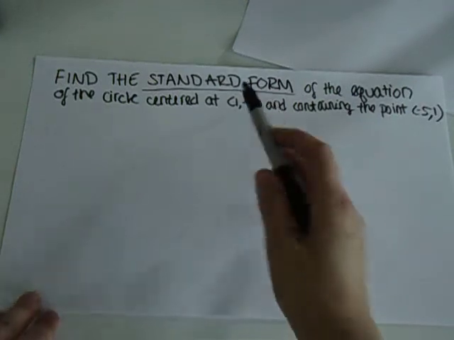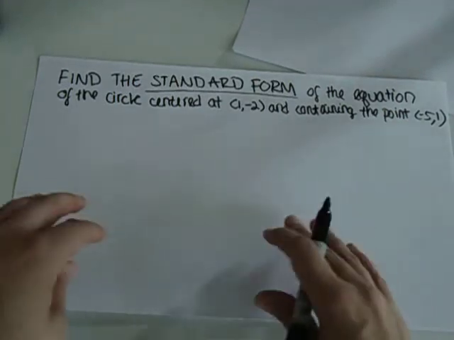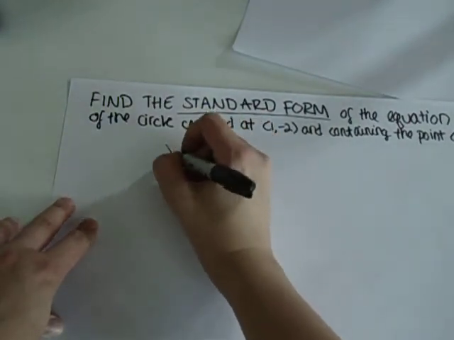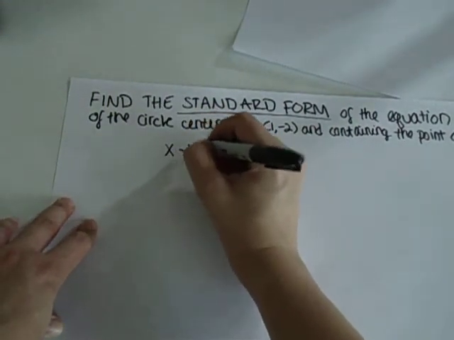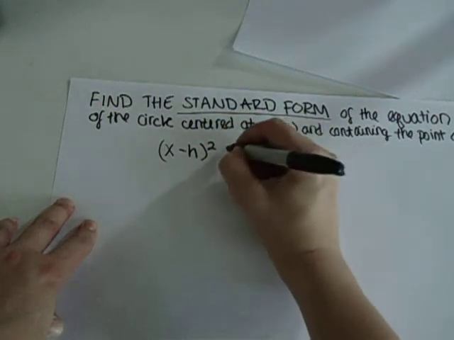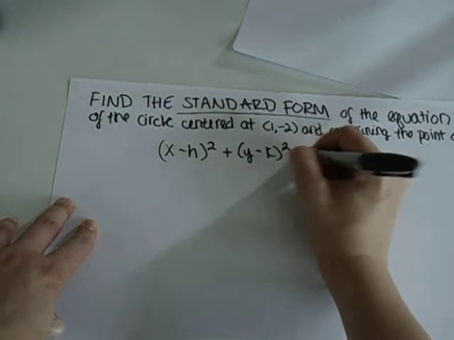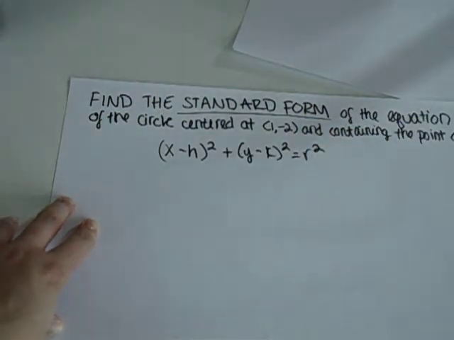The center is already given in this problem, which is (1, -2). So that's provided right here. And if you look at the standard form, you'll see there are variables of h and k that can be plugged in. So the standard form of the circle is, so that's the standard form. So that's what we want to get it into.